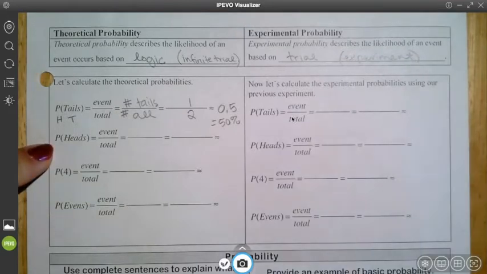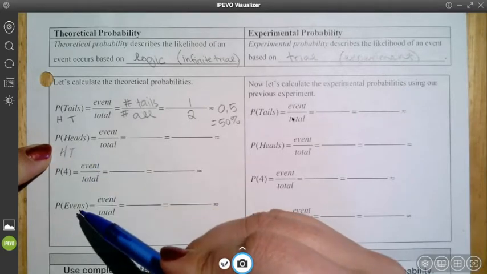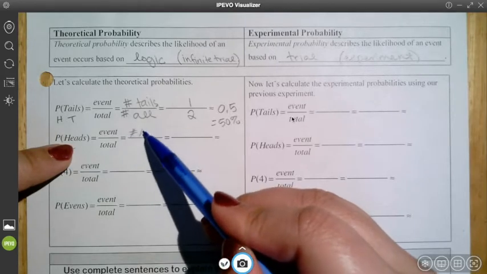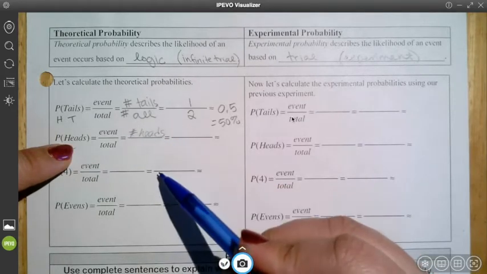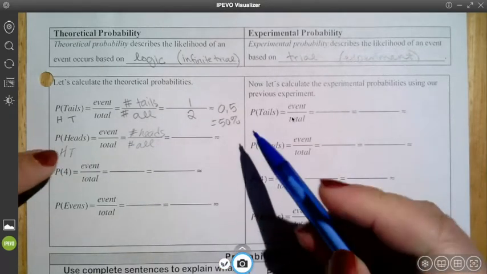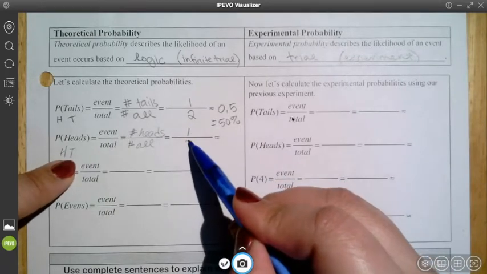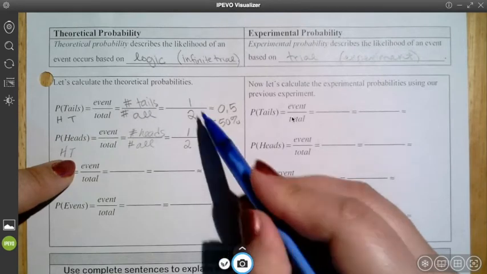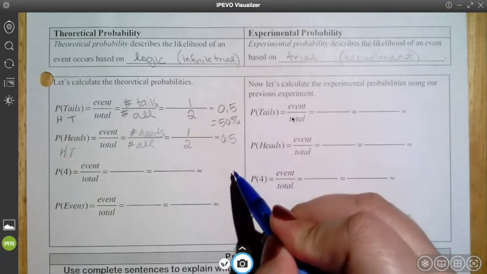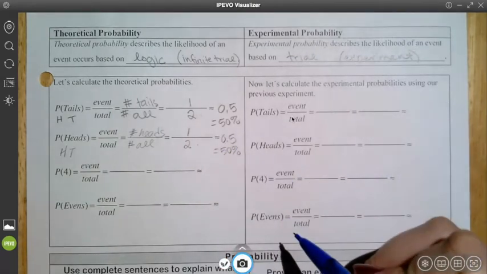Similarly, if we're looking at the probability of heads, we have 2 possible outcomes for flipping a coin, heads or tails. Our event that we want to look at now is heads. How many of those outcomes would give us heads? 1. How many outcomes are possible? 2. So this is an equal likelihood, tails versus heads. If we convert that to a decimal, it's 0.5. If we convert it to a percent, it's 50%.